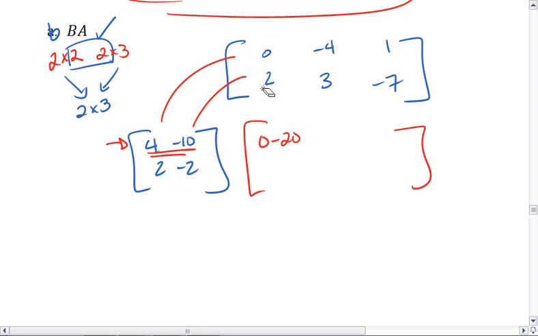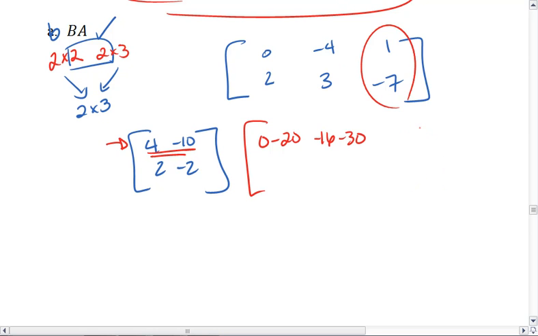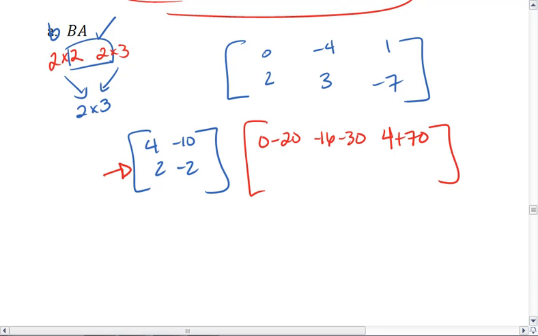Now I'll move on to the next column. I get 4 times negative 4 is negative 16, negative 10 times 3 is negative 30. Then our last column, I get 4 times 1 is 4, negative 10 times negative 7 is a positive 70. That fills my first row of my product. Now I'm going to go to the second row.